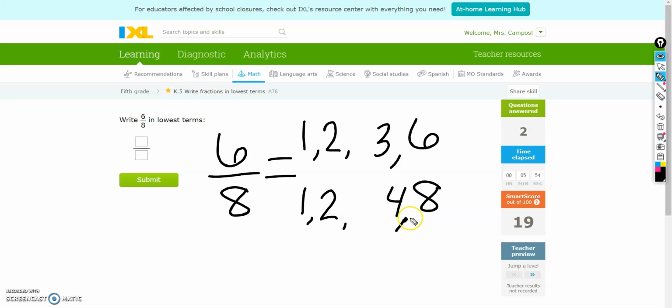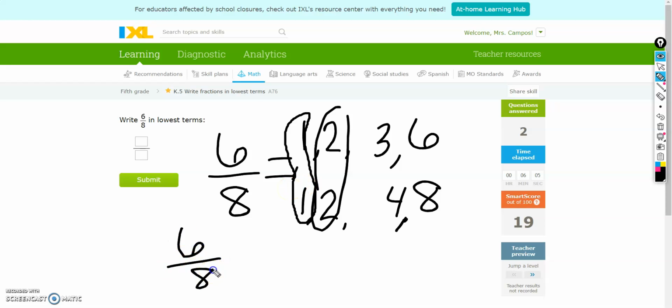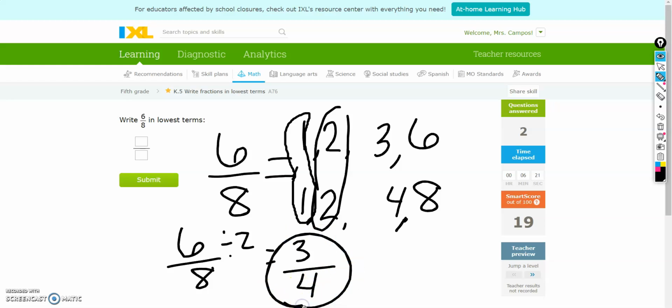I'm to the next number, which is 4. So the ones they have in common are 1 and 2. So we're going to divide 6/8 divided by 2. I got a little crazy there. Okay, so that's going to give you 6 divided by 2 is 3. 8 divided by 2 is 4. 3/4. Do you remember before I told you if these numbers are 1 apart, the numerator and the denominator, it's for sure in simplest form?